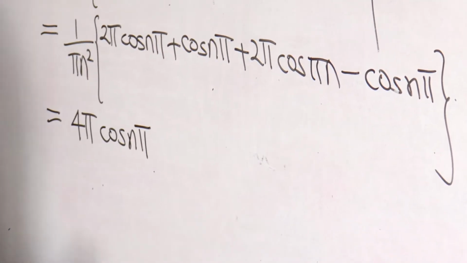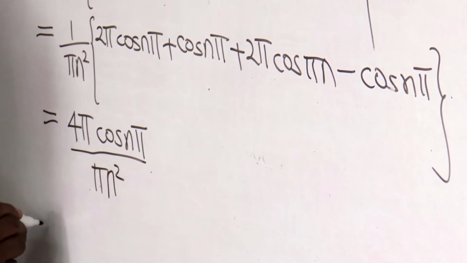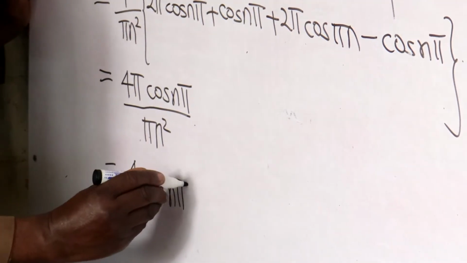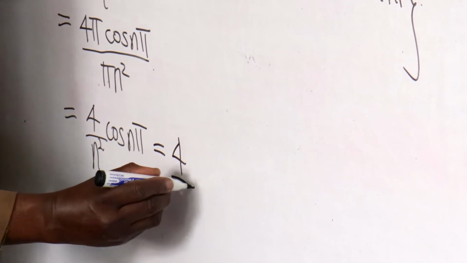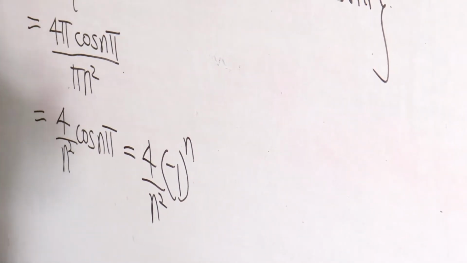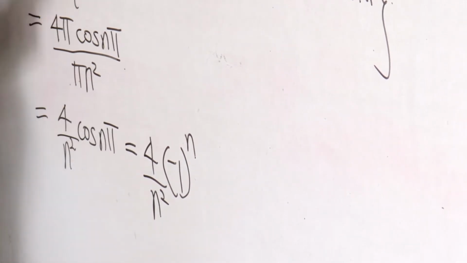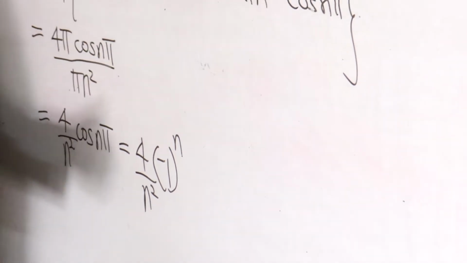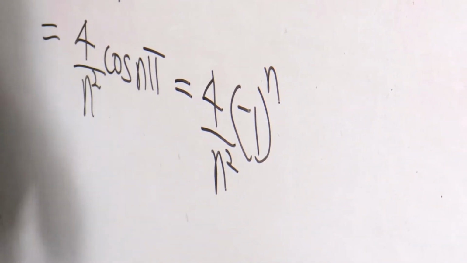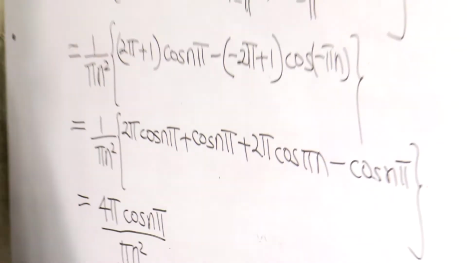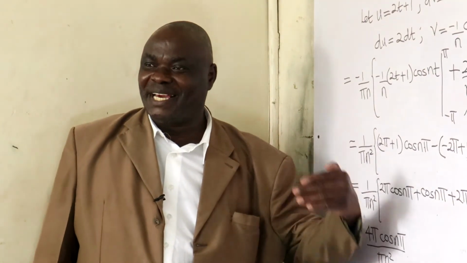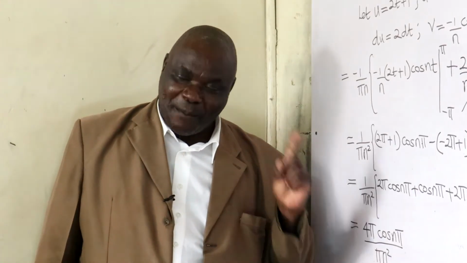4 pi cos n pi, all over pi n squared, which is equal to 4 all over n squared, multiplying cos n pi, which is the same as 4 all over n squared, multiplying negative 1, power n. And this is defined for all values of n. If you input 1, you get something. You input 2, there is something. You input 3, there is something. So there is no need of having a division or saying when n is odd, we get this one, or when n is even, we get some other value. There is no need because we don't get some zeros. If we are supposed to get some zeros, it's when we say when n is odd or when n is even. So this one is now maintained the way it is.